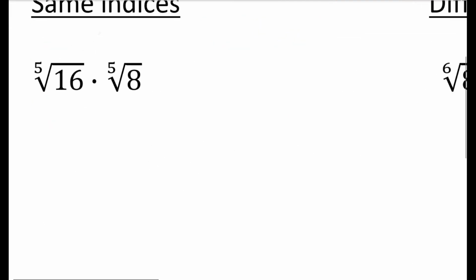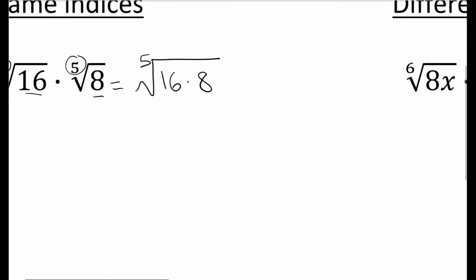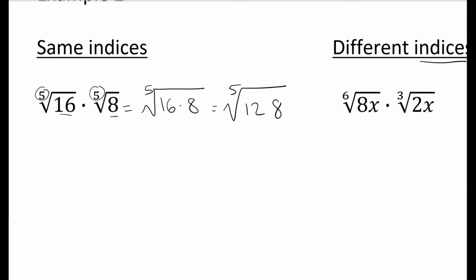So what we can do is use the product property for the radicals. Since they have the same index, we can combine these under 1, like this, and we can multiply them inside. So 16 times 8, which you can go ahead and multiply out. In this case, you have the 5th root of 128. And technically you're done as far as multiplying.